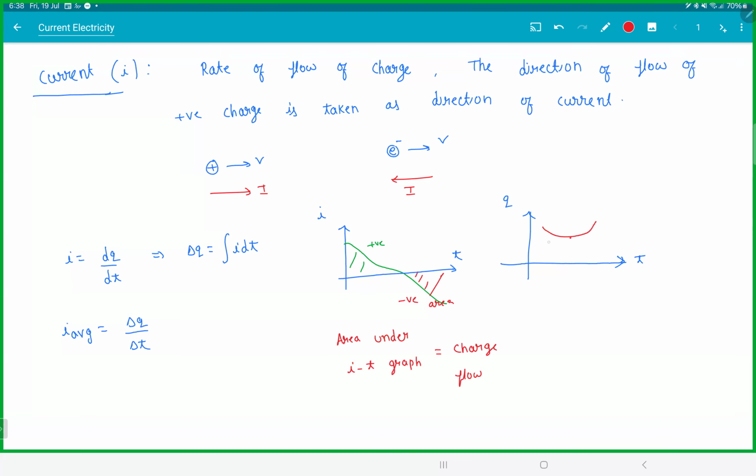Similarly, here in a QT graph, the slope is dq by dt. This gives you current. And be careful, current is not a vector quantity. It has direction and magnitude but does not obey vector laws.